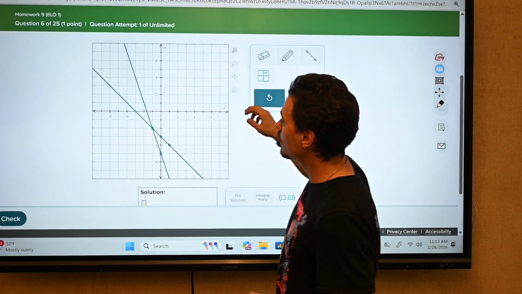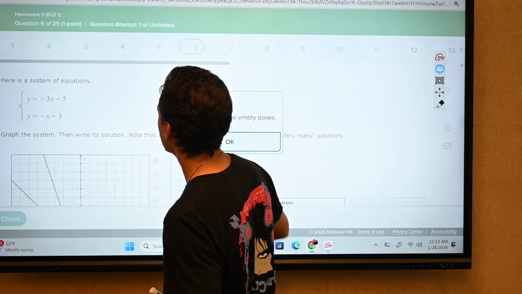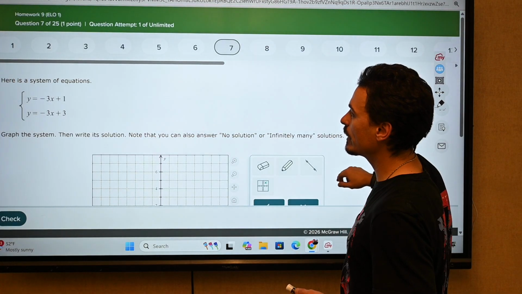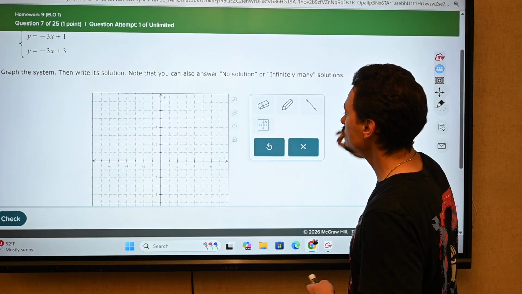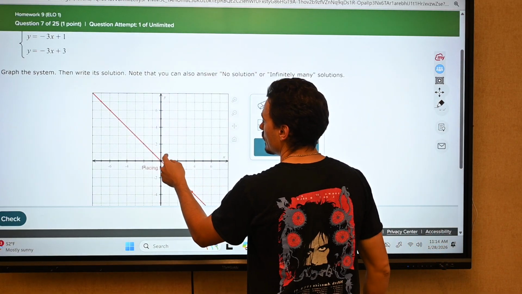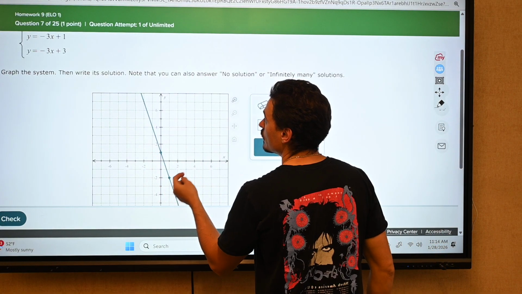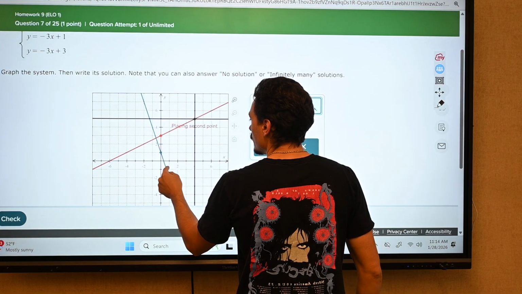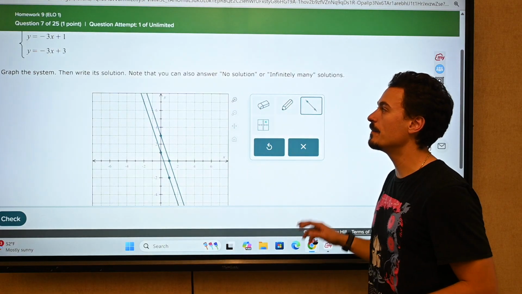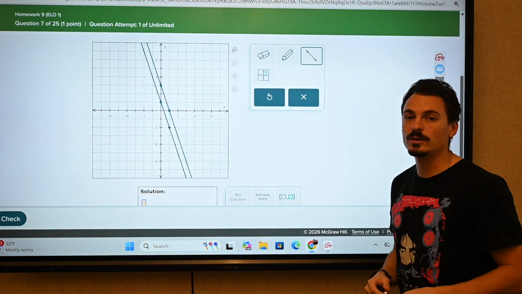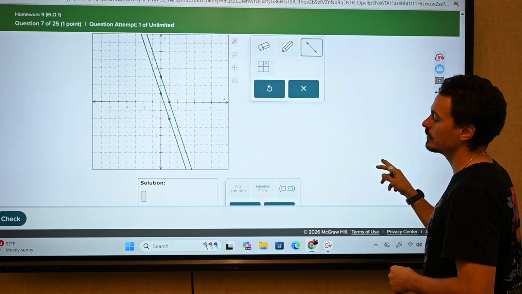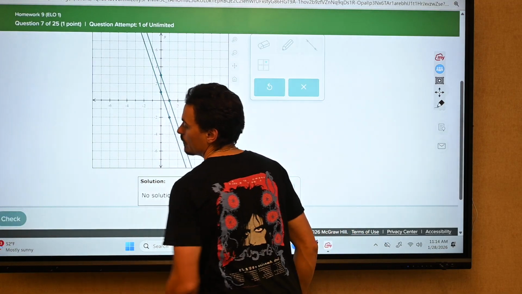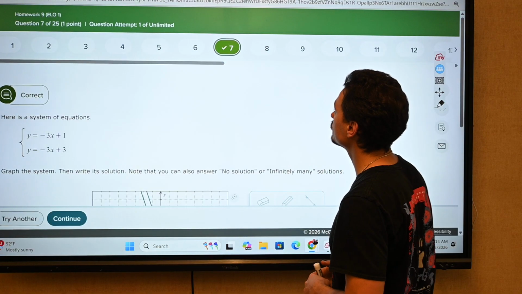All right, let's talk about number 7 real quick. Number 7, I'm going to graph the lines. Let me show you what's happening here. So there's our lines. Now, if you look at those two lines, they are parallel. So right down here, you have an option to click no solution. You'll click it, because they're parallel, they're going to have no solution.